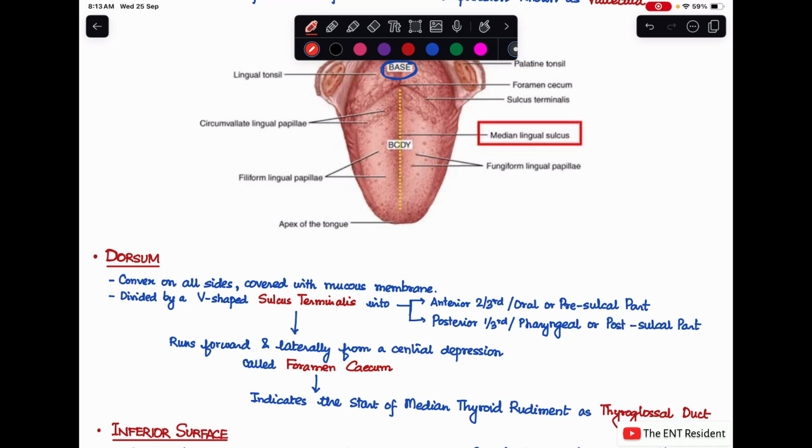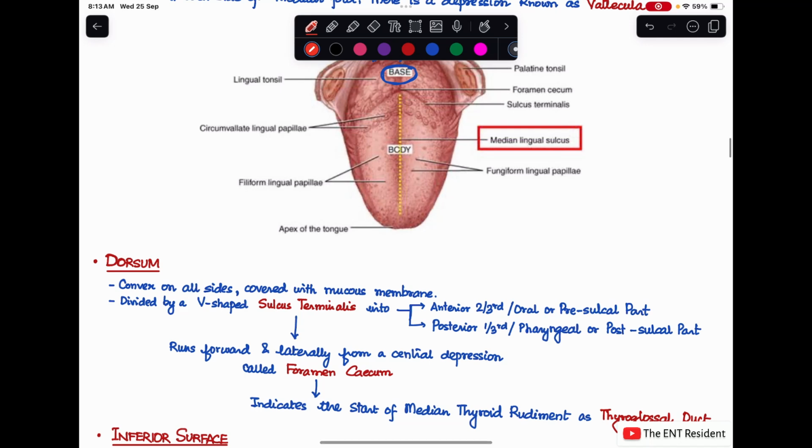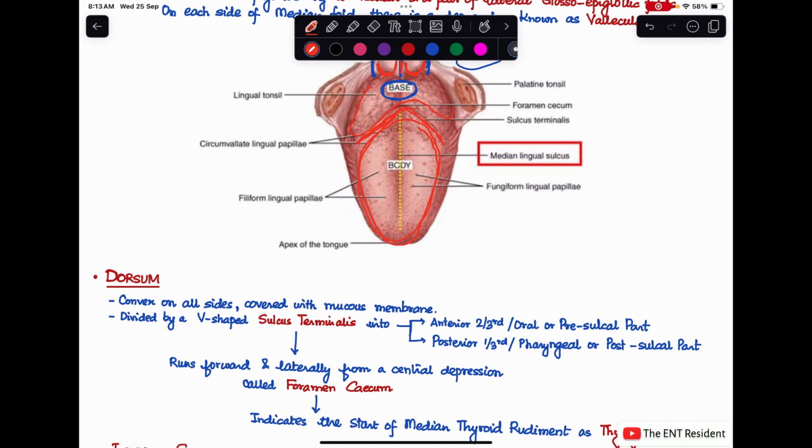And the dorsum of the tongue is divided by a V-shaped sulcus terminalis into two parts, the anterior two-third and the posterior one-third. You can see in this image over here, this is the sulcus terminalis. This is a V-shaped sulcus. Now, this sulcus is dividing the dorsum of the tongue into an anterior two-third. This is the anterior two-third. This is also known as the oral part or the presulcal part of the tongue. And the posterior one-third over here is also known as the pharyngeal part or the postsulcal part of the tongue.